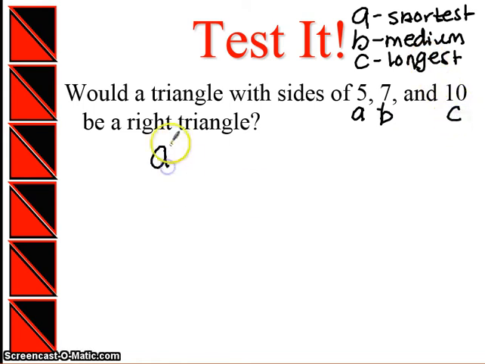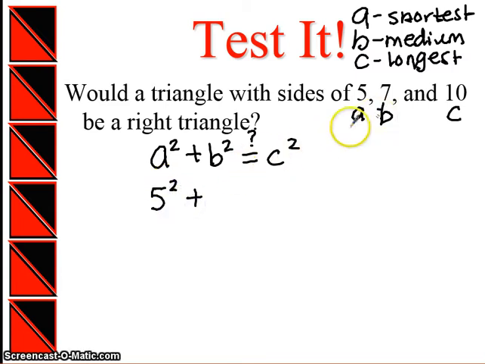Now we need to test A squared plus B squared. Does that equal C squared? Well, we know that A is 5, so we have 5 squared, plus we know B is 7, so we have 7 squared, and that's equal to C, which is 10 squared.